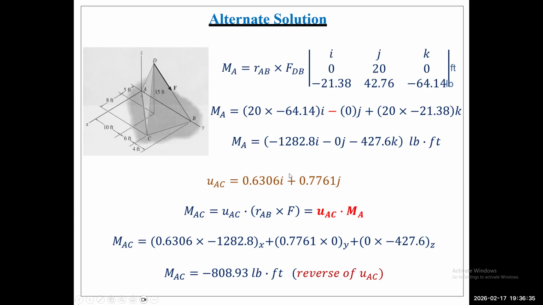When you get the unit vector now, instead of using this part here, so now you know what this is? Dot. What is this formula showing you right here? I'm showing you another way. UAC times MA. What does that mean right here? Can somebody tell me what this means? Hello? Nobody? That's the dot product. So you're dotting the unit vector with the moment.